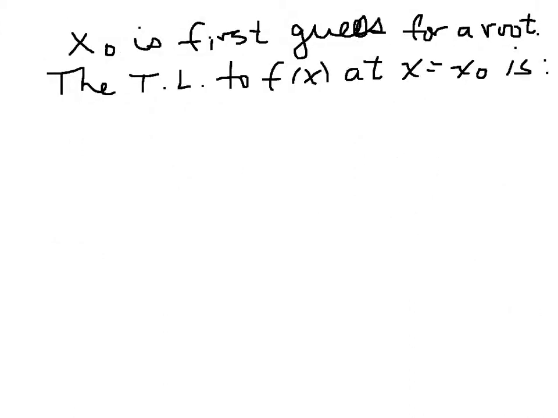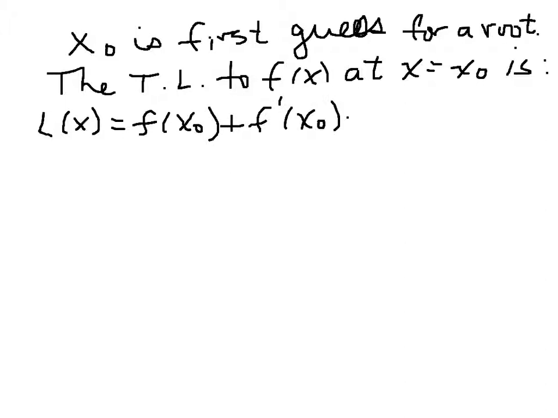All right, so we have this differentiable function. We're trying to find its roots. We make our first guess for the root, and we simply call that x naught. Usually we get that guess by some algebraic manipulation, or even better, by making a rough sketch of the graph. What we want to do then is get the equation of the tangent line. The equation of the tangent line at this point is f of x sub naught plus f prime of x sub naught times x minus x sub naught.